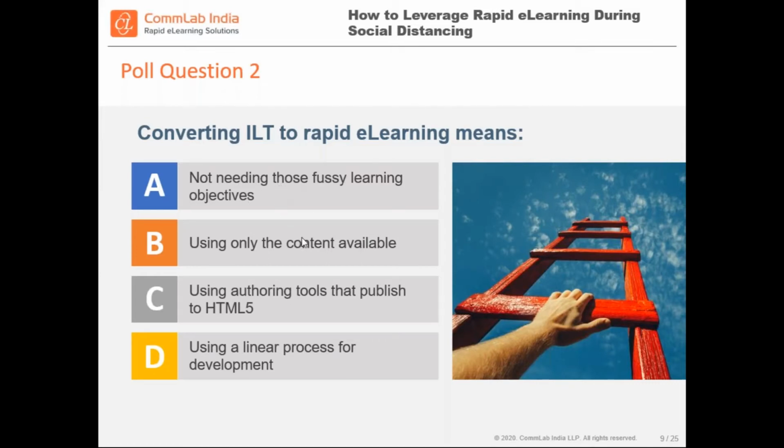I think most of us have gravitated towards the authoring tools option, but in doing that, we have overlooked one of the most important options, which is not needing those fussy learning objectives. So again, it ties back into what you're trying to train on, and you really need to question yourself: is this really my training objective here? Can I pare down what I'm trying to train them on? Can I still get the same performance out of my learners by cutting down on the learning objectives? Those are some of the questions we would need to ask ourselves.